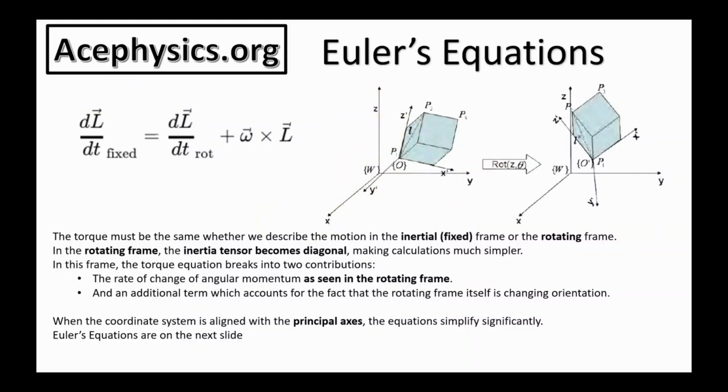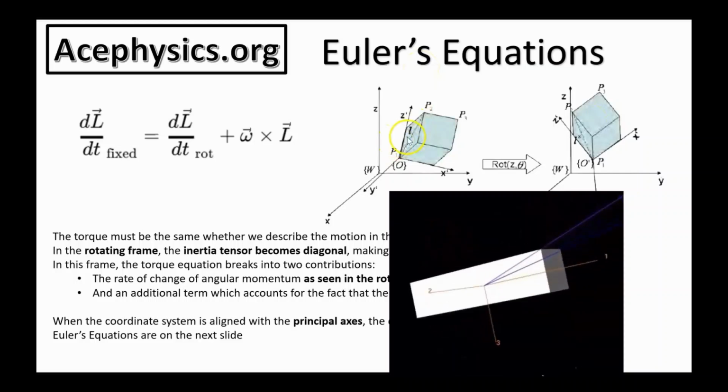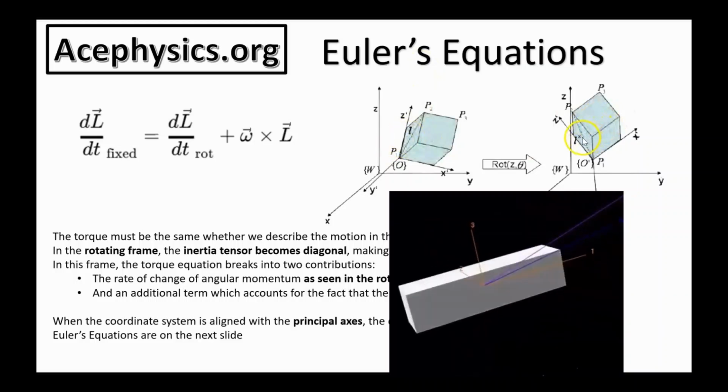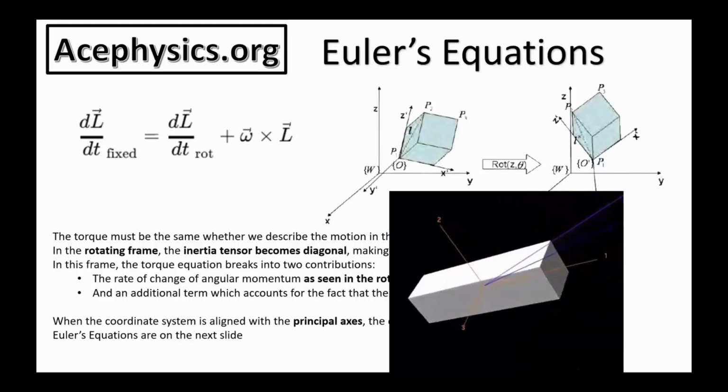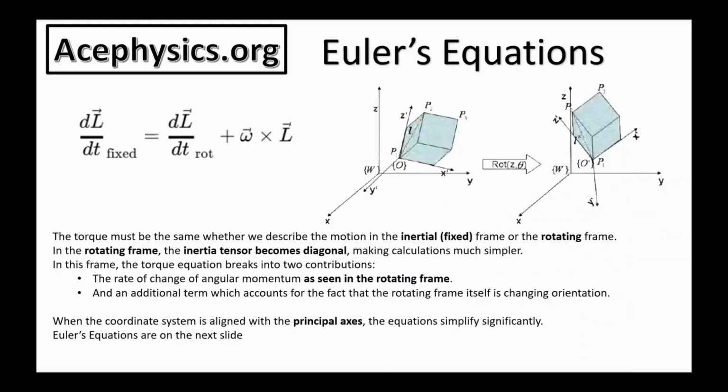But in many problems, it's easier to work in the body fixed rotating frame, one that spins with the object. That's the prime coordinate system. As this block rotates through space, the orientation of the prime coordinate system relative to the block remains the same. The point is, it makes the math easier if we rewrite the equations in terms of what an observer inside the rotating frame would see.